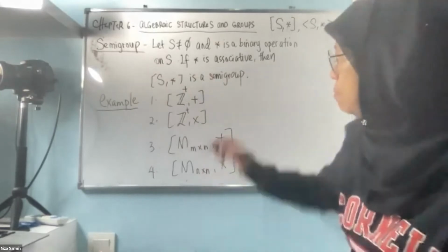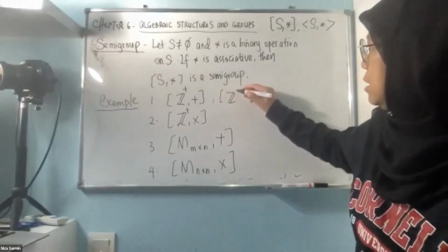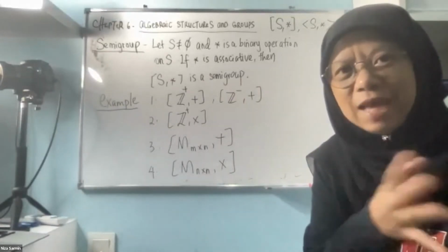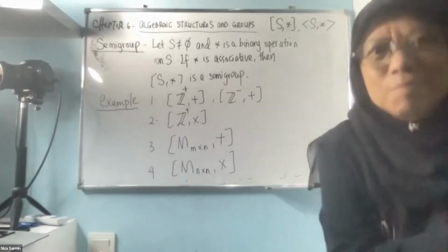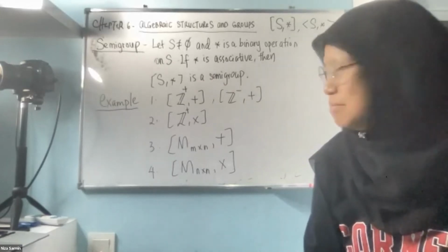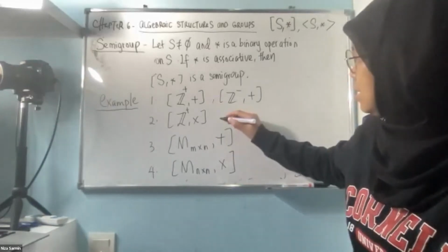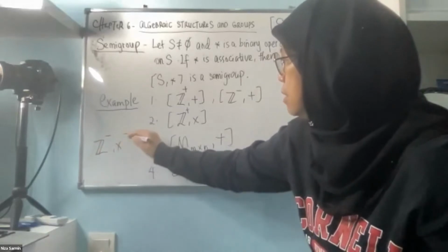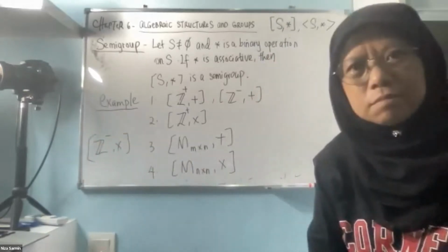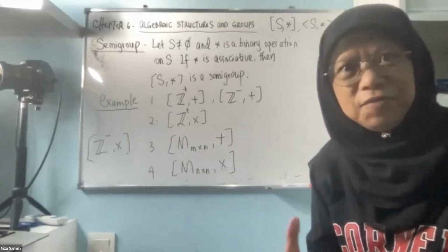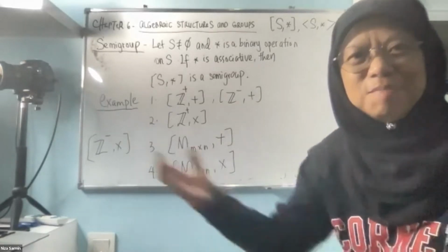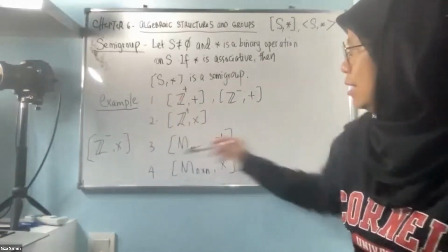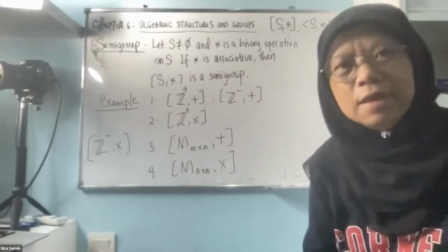The same thing if I put Z minus. This is still binary because negative plus negative is more negative, right? And what about this? I didn't put this earlier, but this is not binary, right? Because negative times negative becomes positive. So it's not closed, right? So you don't put this under here because it's not even closed.